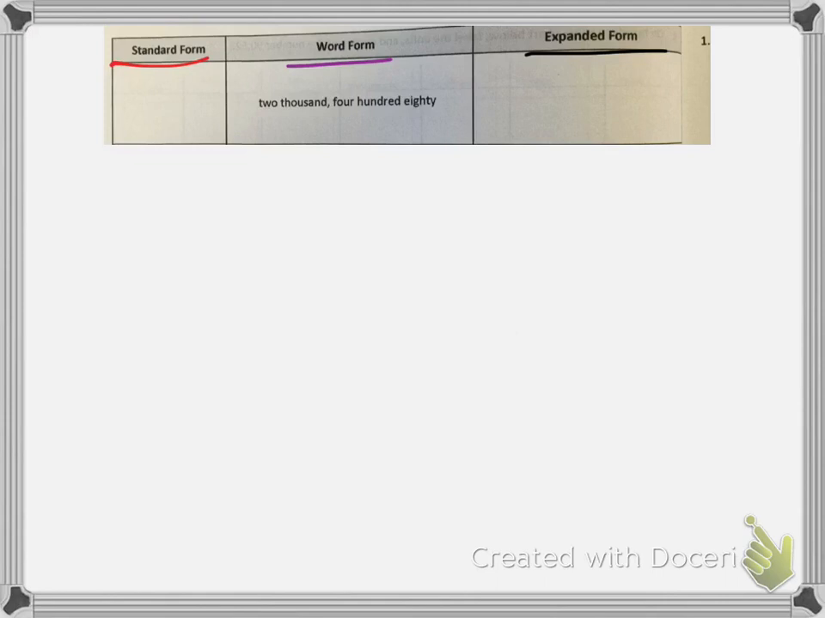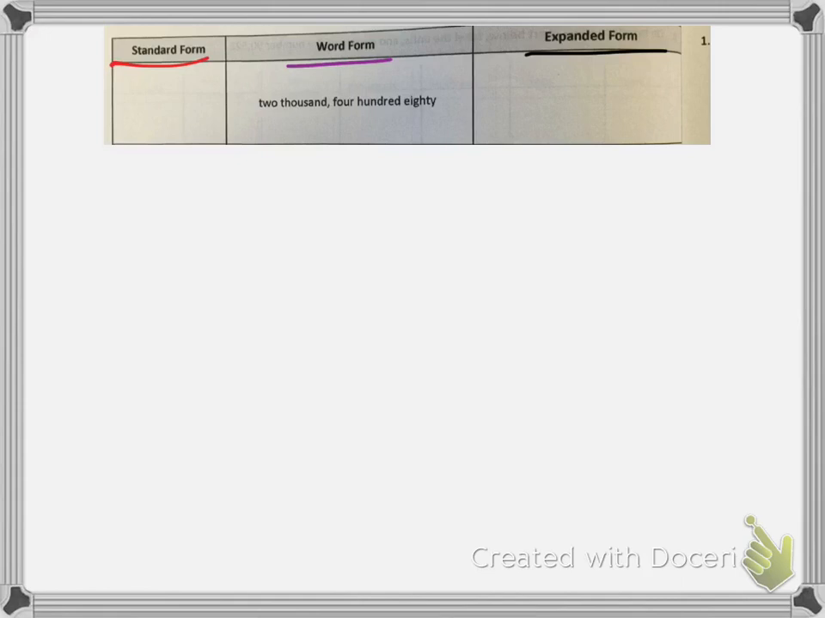Standard form is basically our standard form when it comes to writing and seeing numbers. When I say 24, I am going to write the literal number 24. When I say 2,400, I'm going to literally write 2,400. It is the standard form. It's what we see in everyday life. When we go to the grocery store, to Target, Walmart, we see these numbers all the time. They are standard form. Okay?